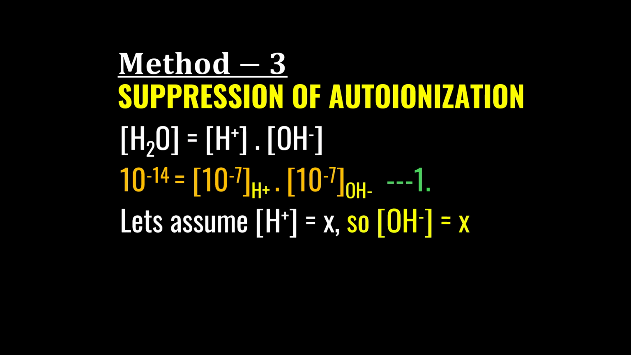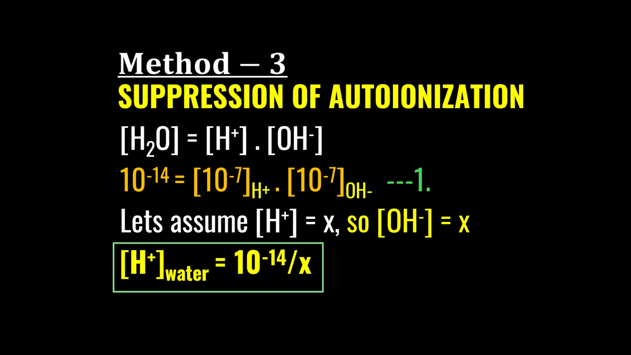Now, this is for pure water, but here in the problem you have HCl, so it is not pure water. So let us assume that the hydrogen ion concentration in this equation is not 10^-7, it is x. Therefore OH will also be x because they are equal to each other. So if you transpose this, the value of H+ from water comes out to be 10^-14 over x. So this is the accurate hydrogen ion concentration of water we have to take into account in our calculation.